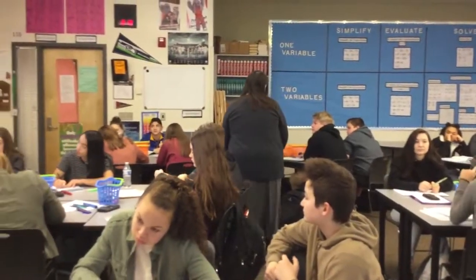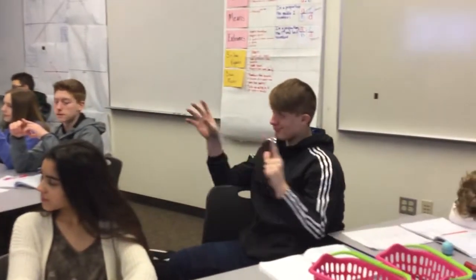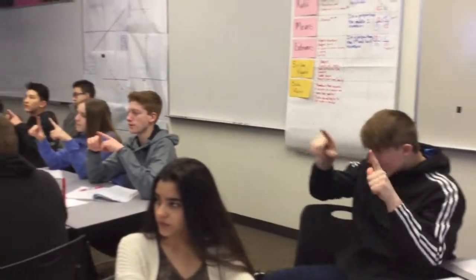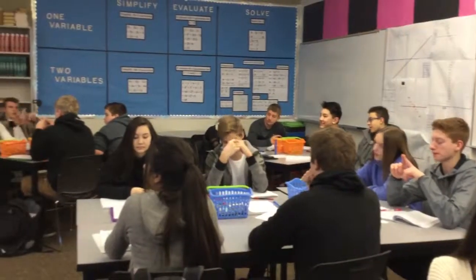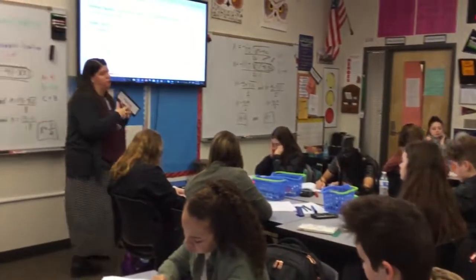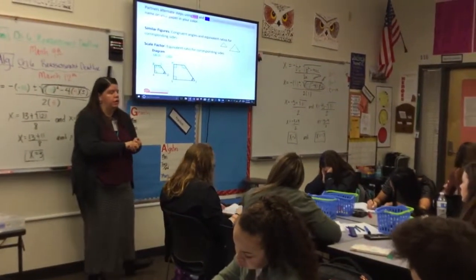All right, and show me similar figures again. Show me similar figures. Okay, and this is congruent angles and equivalent ratios. Congruent angles and equivalent ratios. So how are these two phrases related to one another? How are they related?